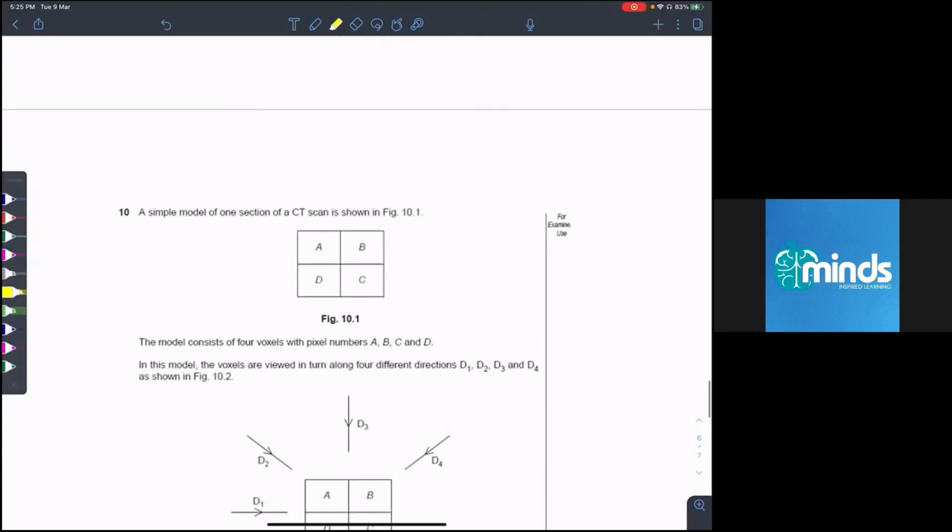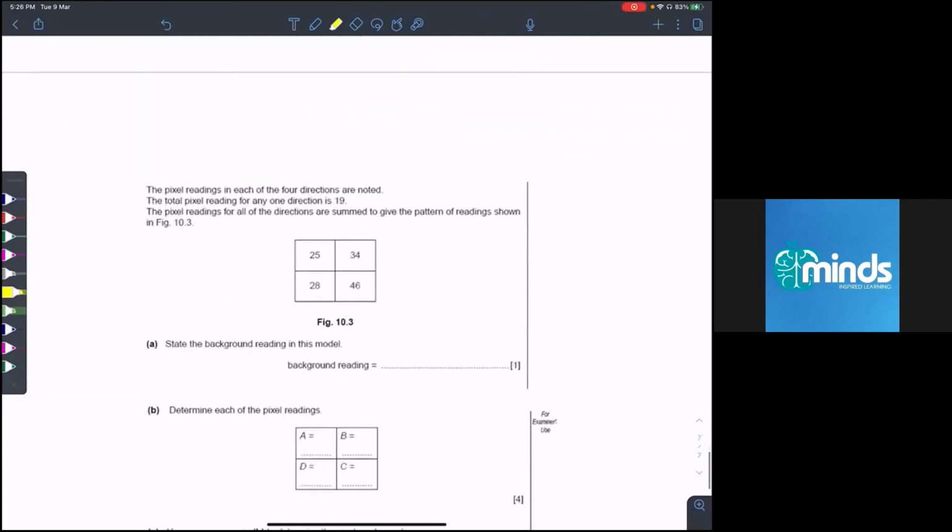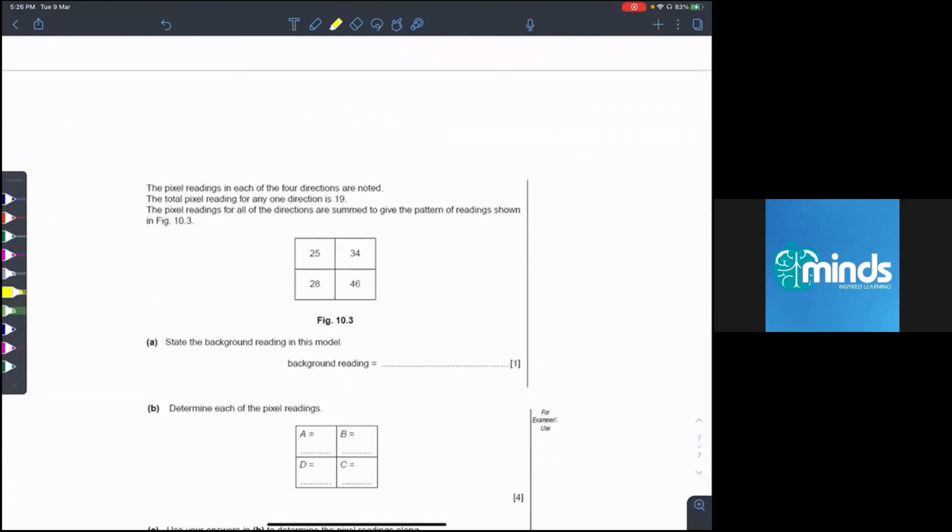Okay, so let's quickly discuss the answers. So background reading is 19. Amna, are you getting the same? Yes, sir. Okay, background reading is 19. Determine each of the pixel readings. So what you will be doing, you will be subtracting 19 from each and dividing by 3.